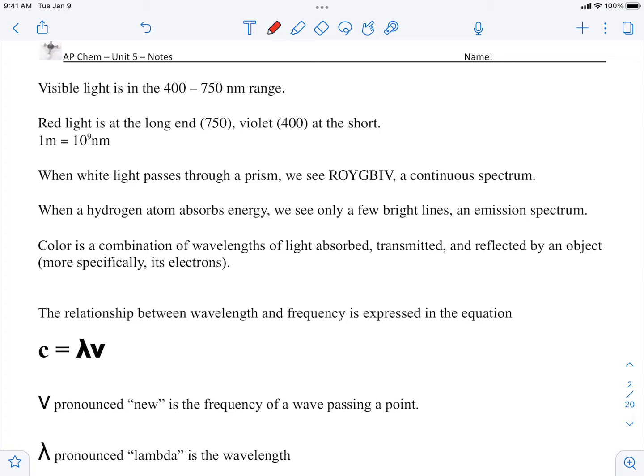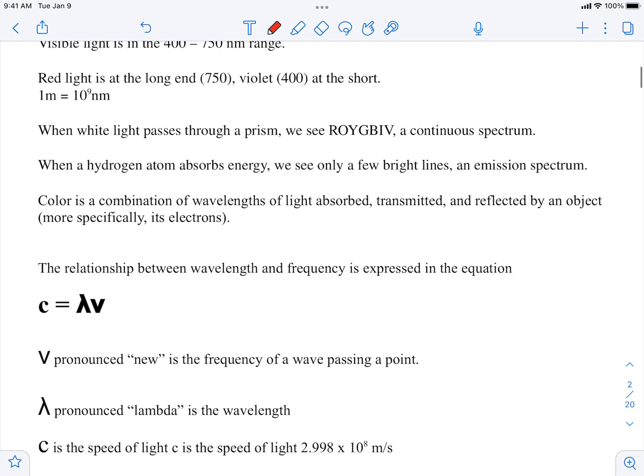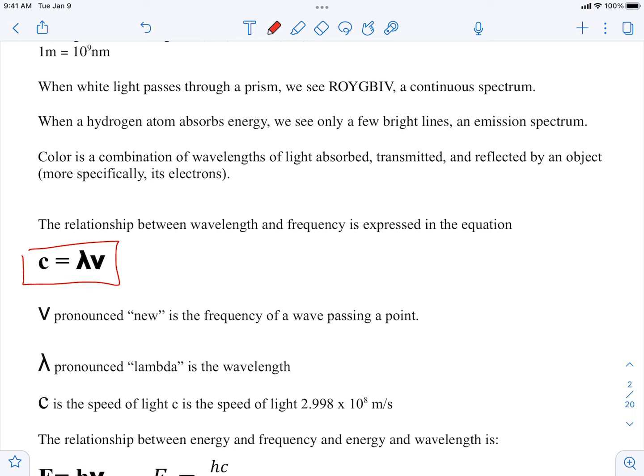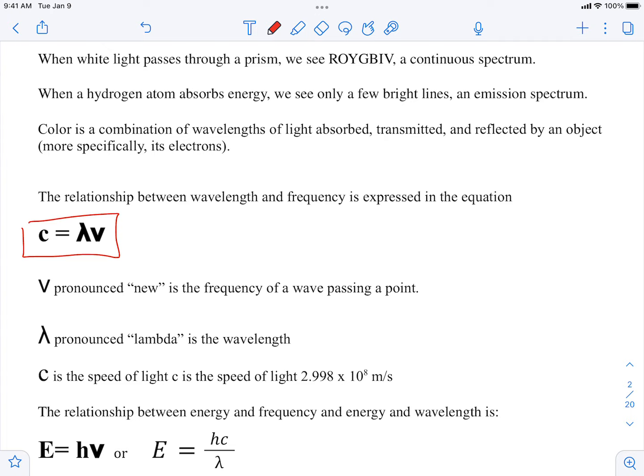We talked about the red being the long end and the violet being the short end. So now let's talk about the mathematical relationship. C equals lambda nu. C is the speed of light. Speed of light constant, okay? And it has a fixed value. The value is 2.998 times 10 to the 8th meters per second.